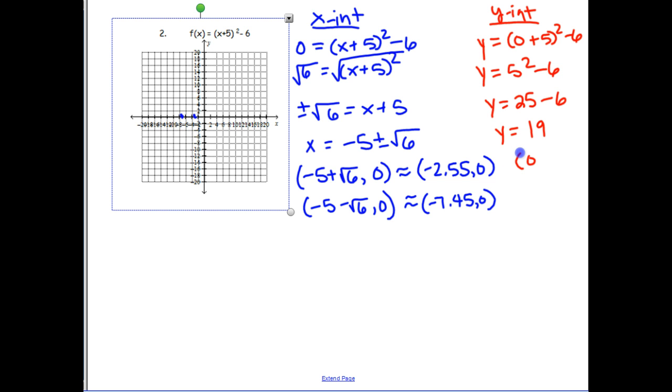And the y-intercept is 0, 19. The vertex of this graph will be negative 5, negative 6. And I know that because the h is 5, so you have to use a negative 5, and the k is negative 6.